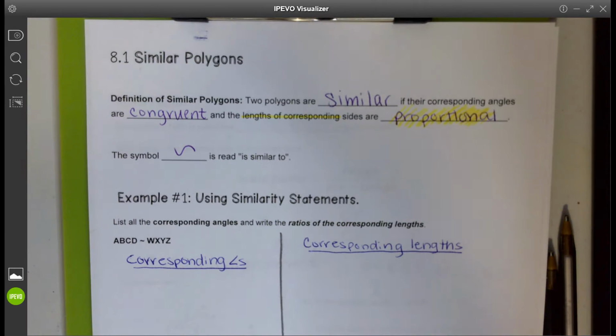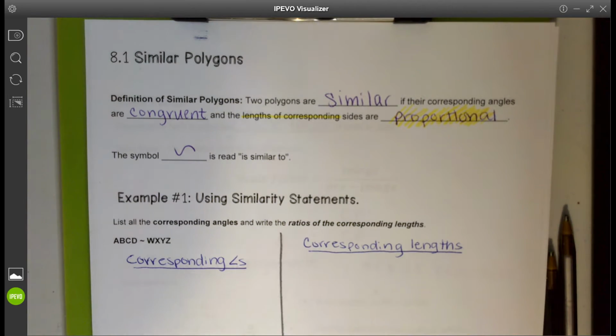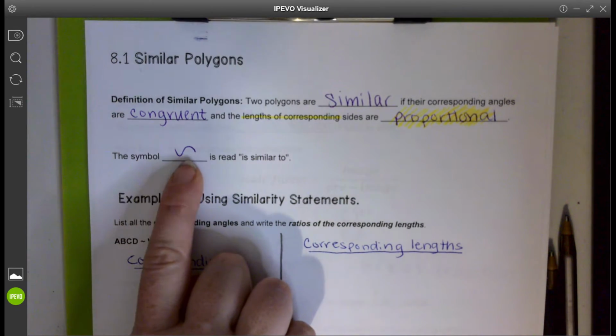All right, so today we're moving on to our next chapter. We're going to be working with similar polygons. And it says the definition of similar polygons: two polygons are similar if their corresponding, meaning matching, angles are congruent, and their lengths of the corresponding sides are proportional. So we're going to see what proportional looks like. And the symbol for similar is that tilde symbol.